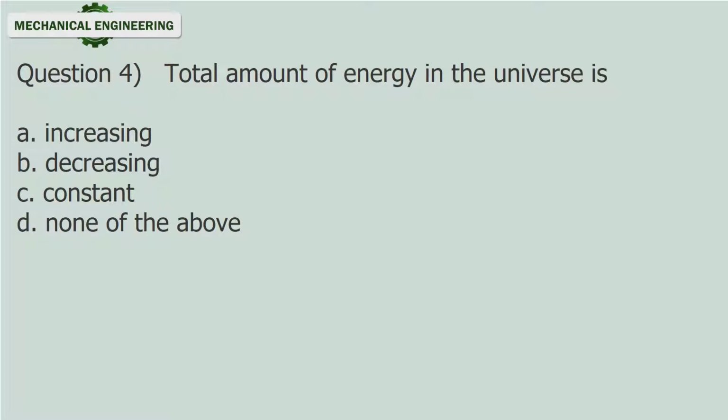Question 4. Total amount of energy in the universe is A. Increasing. B. Decreasing. C. Constant. D. None of the above.